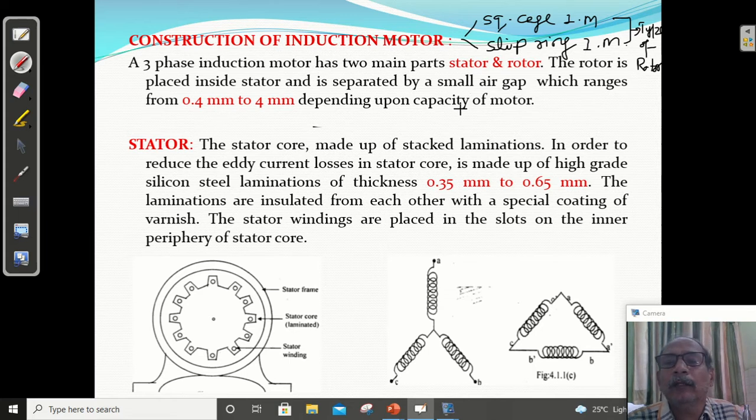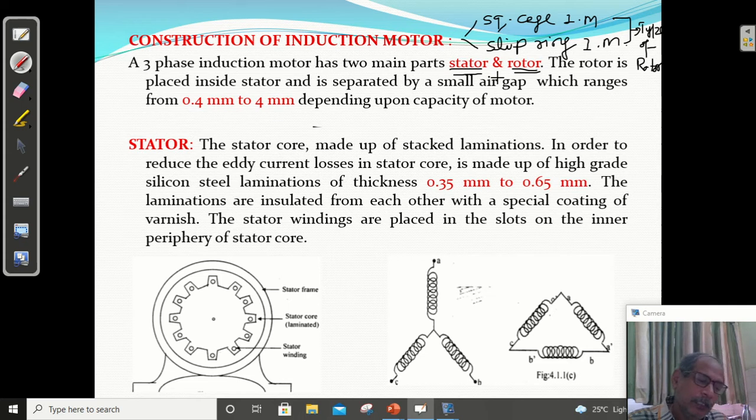So first of all, we will discuss the construction of induction motor. What are the parts? If you discuss the parts of induction motor, we can say we have mainly two parts in induction motor. One is called as stator, another is called as rotor. Two parts of the motor.